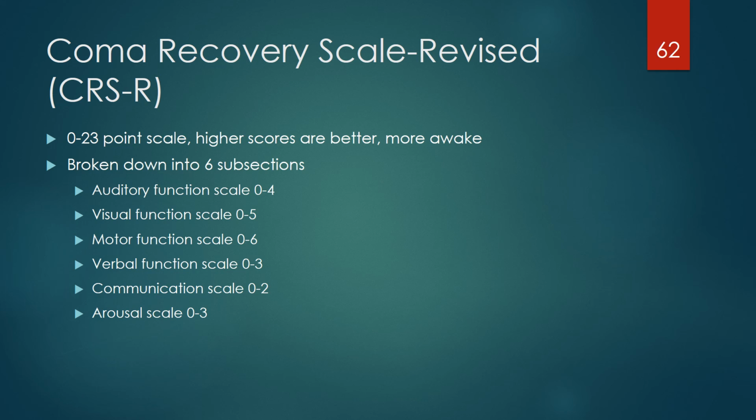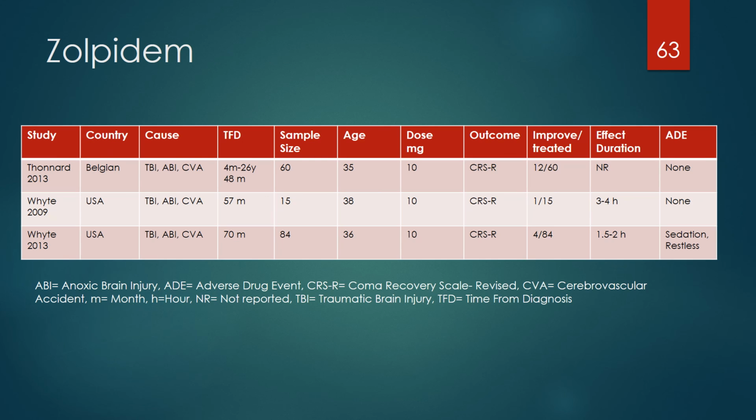Before we go over the studies, this is the scale they use, the coma recovery scale. It's a 23-point scale. Obviously, higher scores are better, meaning the patient's more awake. It's broken down into 6 subsections, and you can see the breakdown. And this was the scale used in all the studies. Quickly just mention, of all those 67 plus studies, there were 3 that actually had more than 1 or 2 patients, and these were the 3.